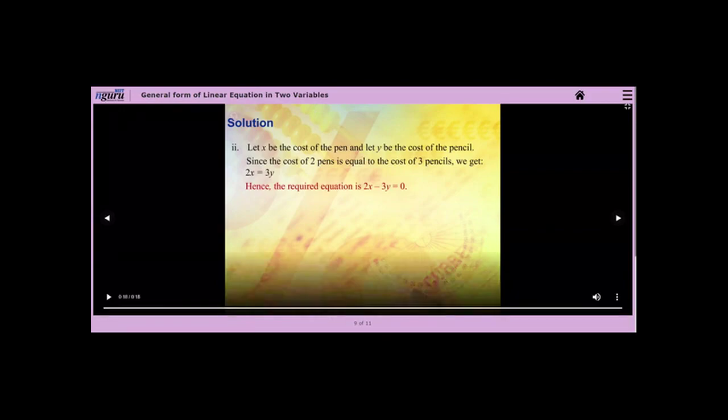Let x be the cost of the pen and let y be the cost of the pencil. Since the cost of 2 pens is equal to the cost of 3 pencils, we get 2x equal to 3y. Hence, the required equation is 2x minus 3y is equal to 0. Now try these questions. Which of the following are linear equations? First one, ma'am.